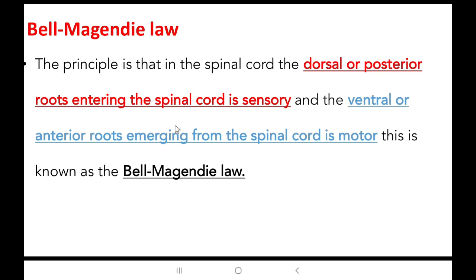Now there is a law called Bell-Magendie law. This law states that in the spinal cord, the dorsal or posterior roots entering the spinal cord are sensory, and the ventral or anterior root emerging from the spinal cord is motor. This is known as Bell-Magendie law, or you can say one-way conduction.